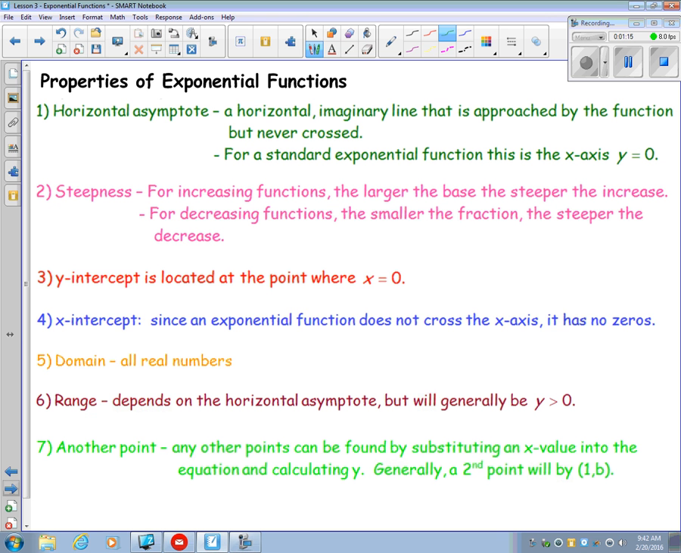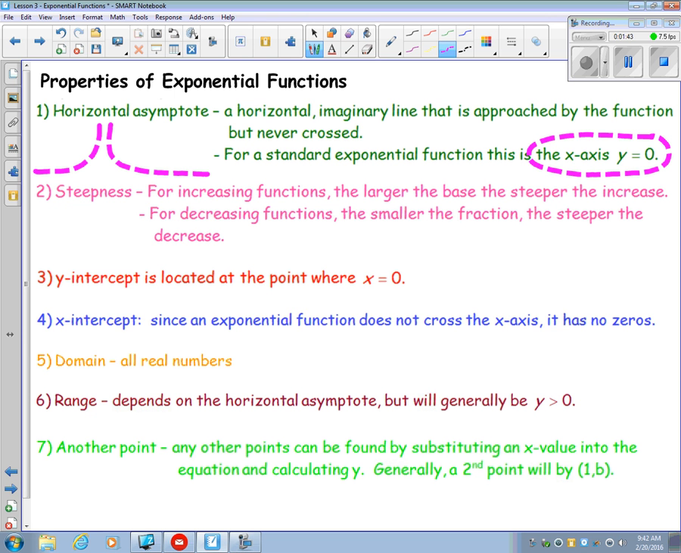And by that I mean, if I had some sort of function that went down like this, it's going to get closer and closer and closer to this imaginary horizontal line down here, but it never actually touches it. Okay. Or increasing, they start at a horizontal line and start going up, but they never actually touch that imaginary line at the bottom there. Okay. Our standard horizontal asymptote is the x-axis, which has the equation y equals 0. And we're going to look at some graphs in a second, but just to get the idea of the properties.